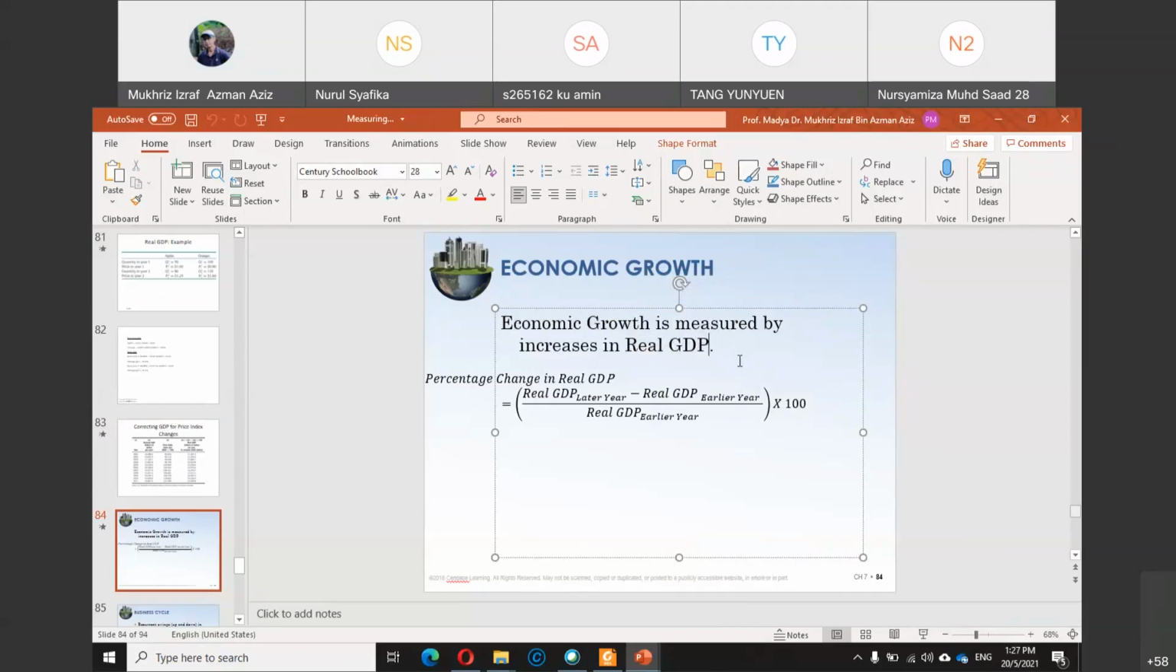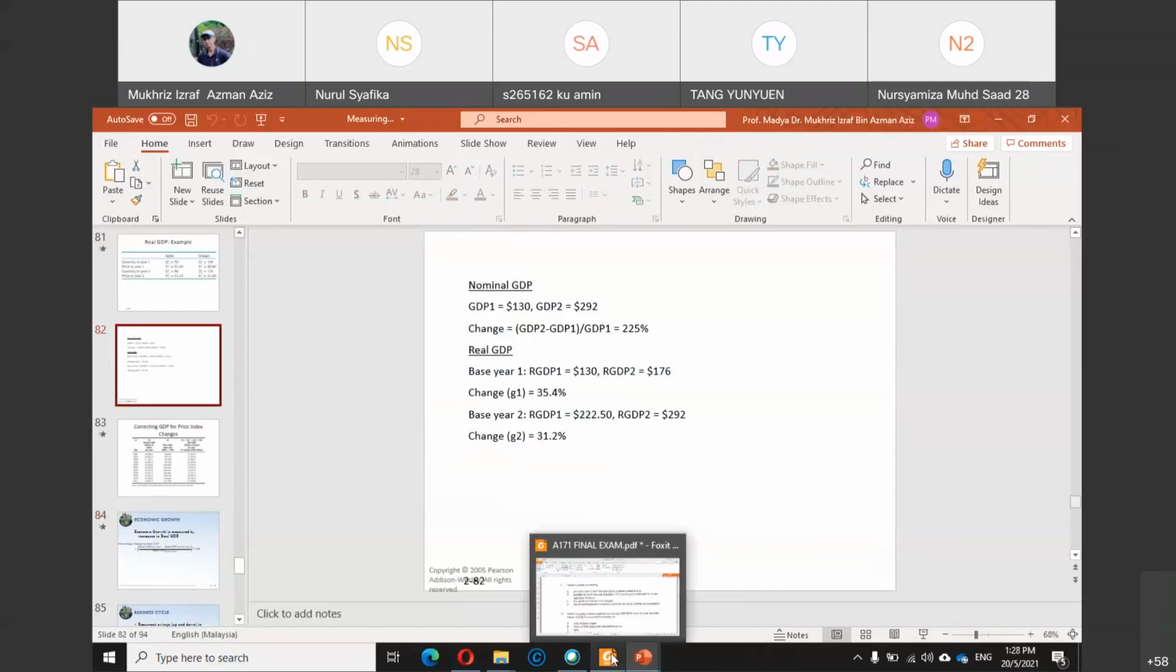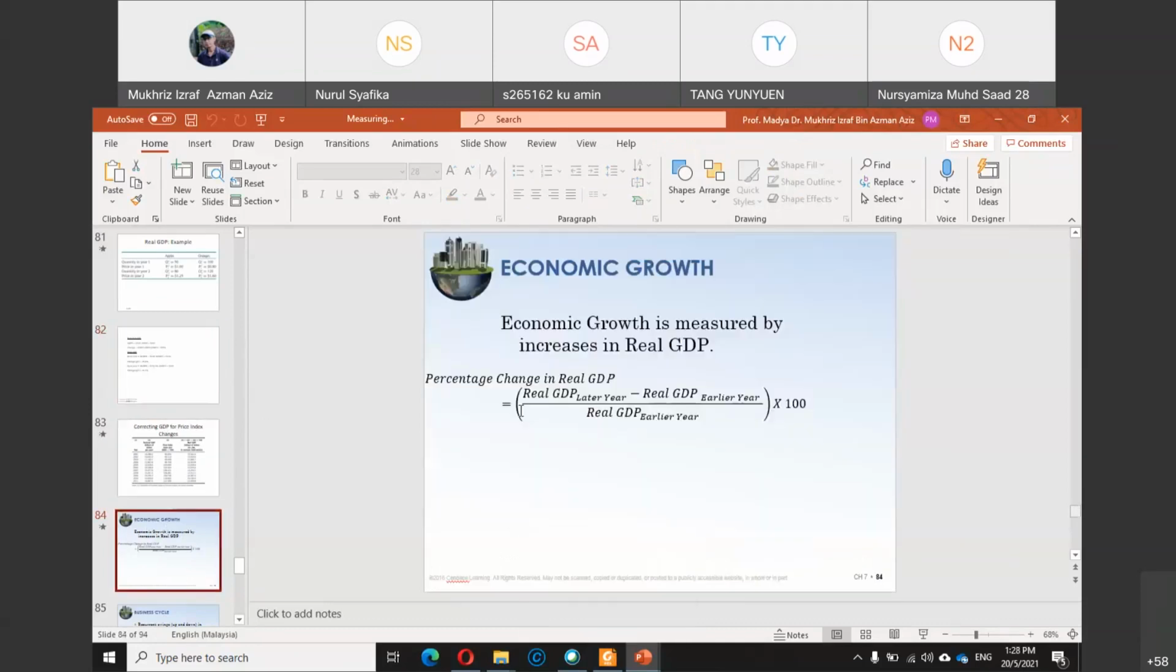You can find this out, because maybe the one in the slide is not really that clear. You can go to YouTube or go online, just type how to calculate real GDP. You will find a lot of simple examples for you to refer to.